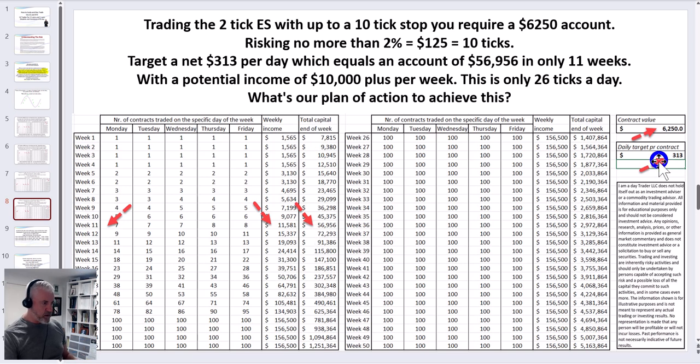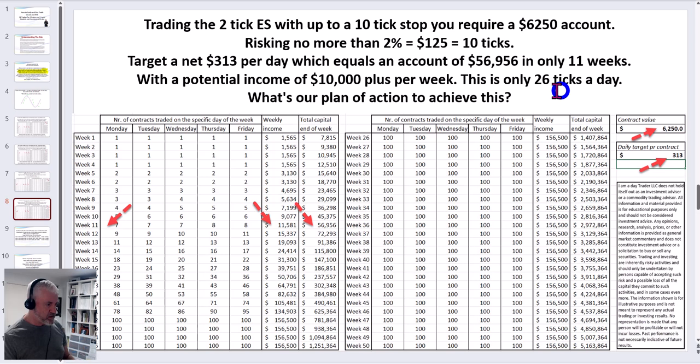That's on basically $313. In fact, it's normally I talk about $312.50 to be exact with my members, which is, what was that, 26 ticks. Oh, there it is there.